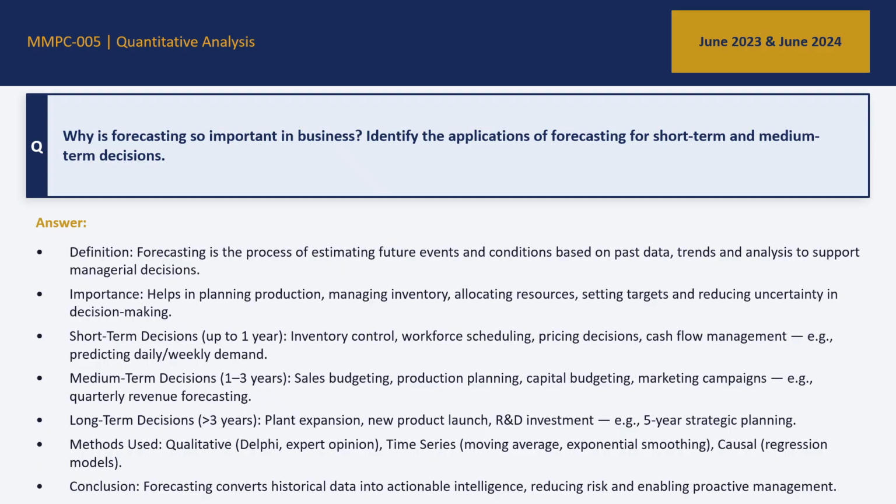Forecasting is the process of estimating future events based on past data and trends. It is extremely important because it helps managers in planning production, managing inventory, allocating resources, and reducing uncertainty. For short-term decisions, forecasting is used for inventory control and daily demand planning, while for medium-term decisions, it supports sales budgeting and production planning. And for long-term, it helps in strategic decisions like expansion and new product launch. Always remember to mention methods like qualitative, time series, and causal methods.